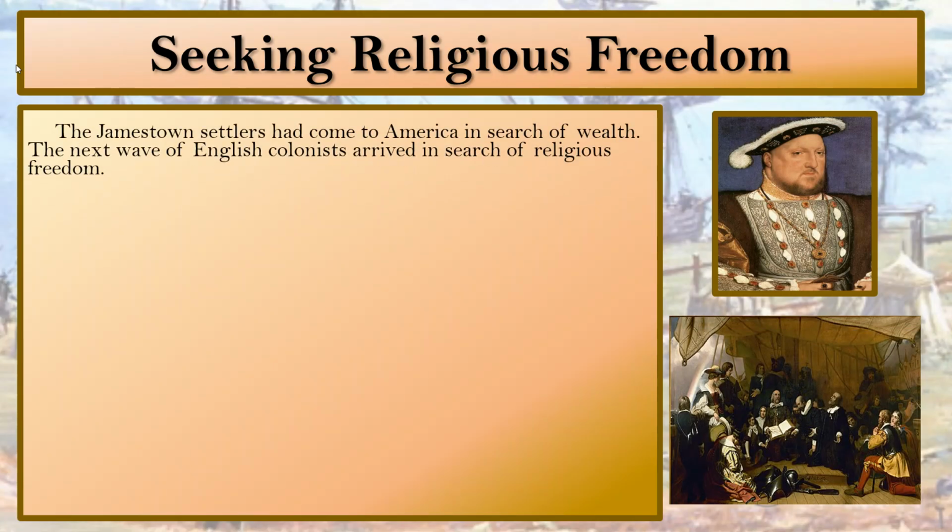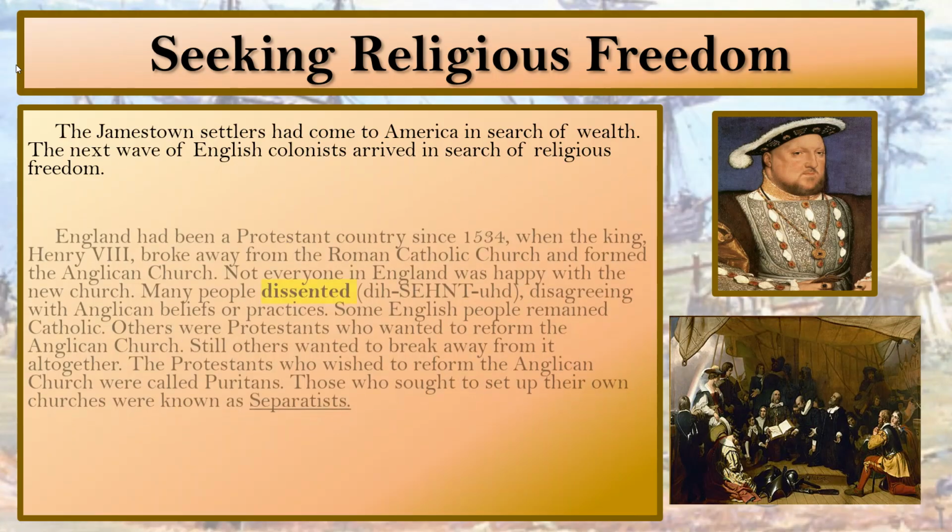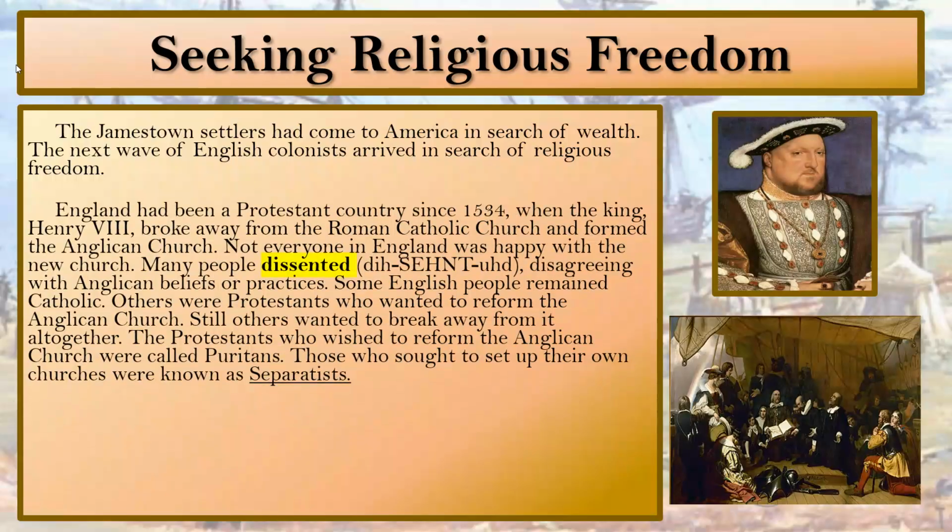The Jamestown settlers had come to America in search of wealth. The next wave of English colonists arrived in search of religious freedom. That's interesting. England had been a Protestant country since 1534, when the King, Henry VIII, broke away from the Roman Catholic Church and formed the Anglican Church.